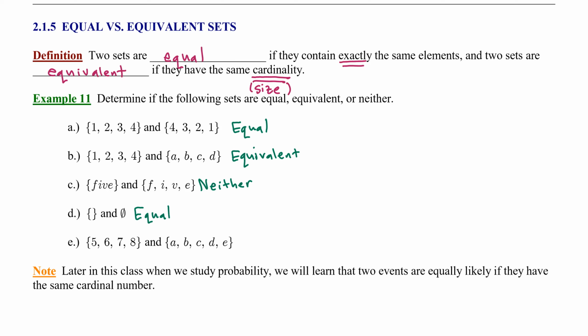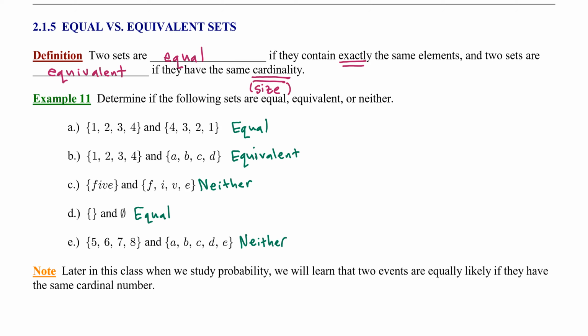The last example, we have the set containing elements 5, 6, 7, and 8. And the set containing letters A, B, C, D, and E. Obviously, the two sets are not equal because they do not contain identical elements, and they are not equivalent because their cardinal numbers are different. The cardinal number of the first set is 4 because it contains 4 elements, and the cardinal number of the second set is 5 because it contains 5 elements. So these are neither equal nor equivalent.